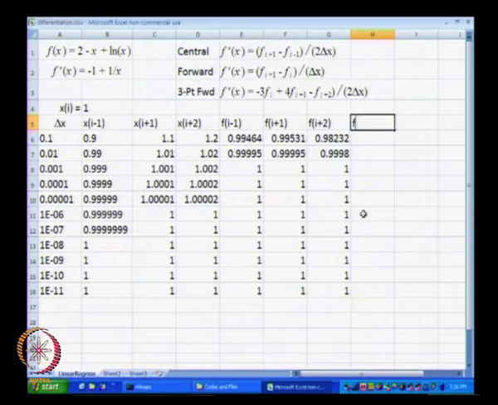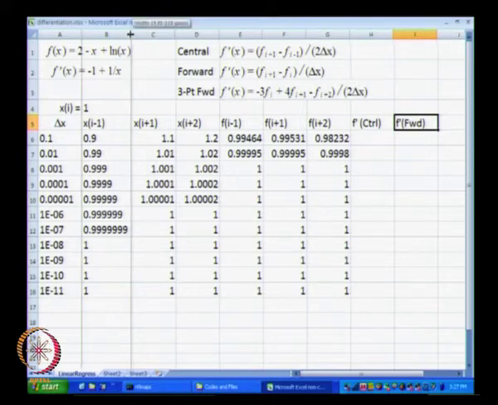Now we will calculate our f dash by the central difference, then we will calculate f dash by the forward difference, and we will also calculate our f dash by the 3-point difference formula.